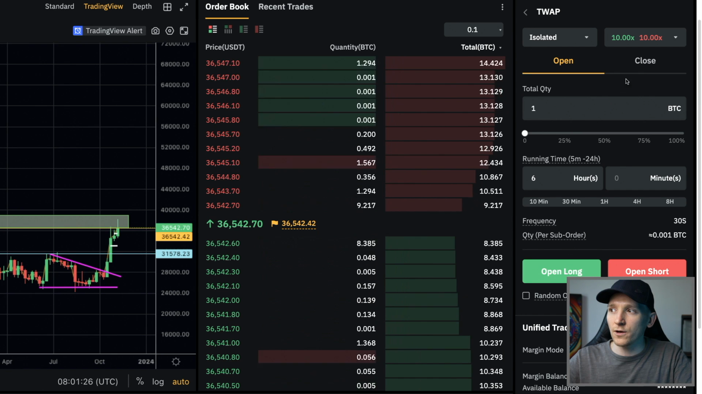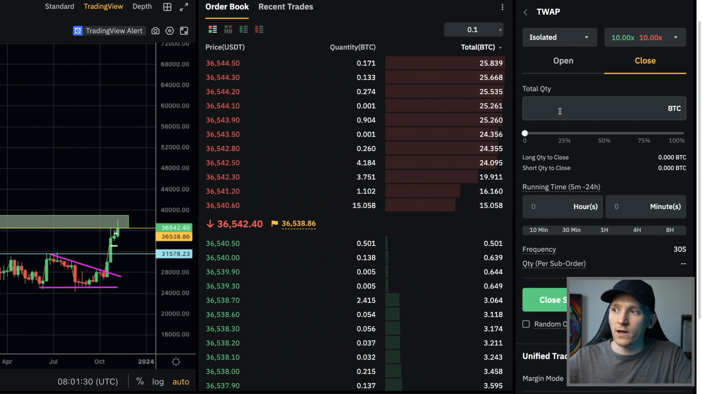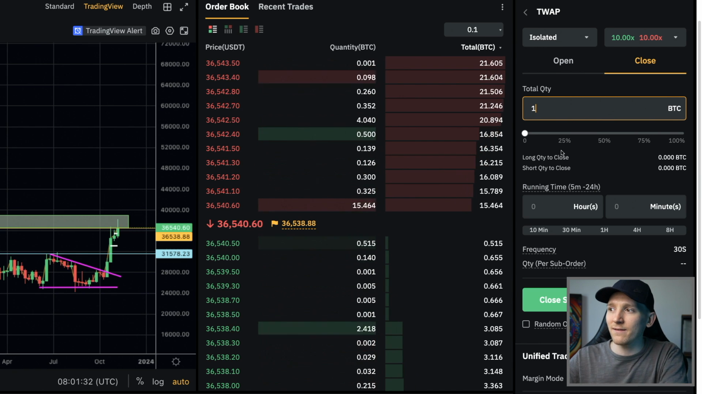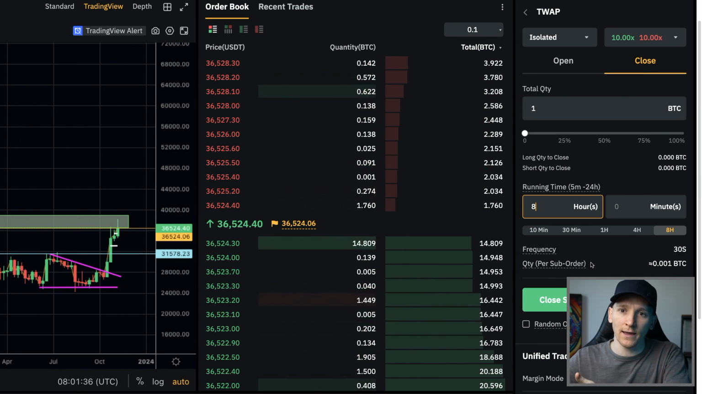So that's opening, and you can close this way as well. So you can just say, I've made profits, I want to close my long. I want to close 1 BTC long. Just do it over the next 8 hours, and it's just going to drip feed that into the market.